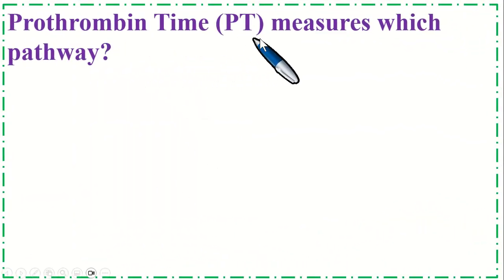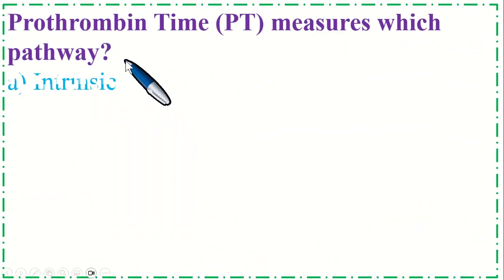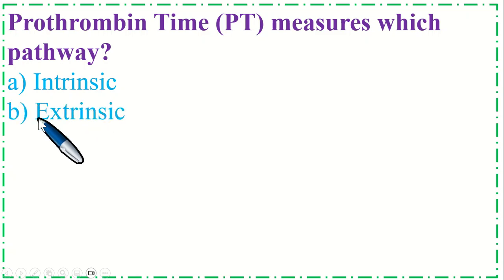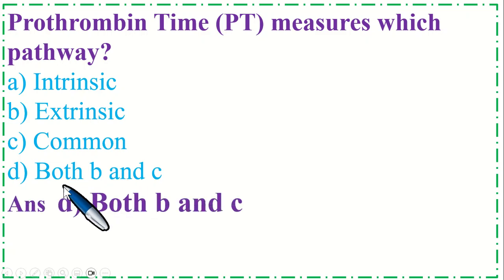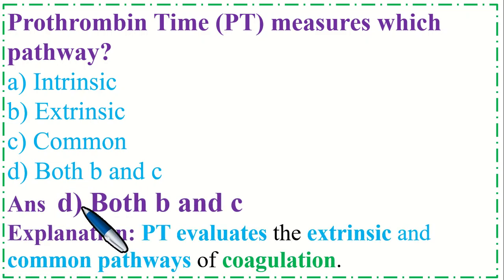PT, prothrombin time, measures which pathway? Option A intrinsic, B extrinsic, C common, option D both B and C. So the correct option is D, B and C. Explanation: prothrombin time evaluates the extrinsic and common pathways of coagulation.